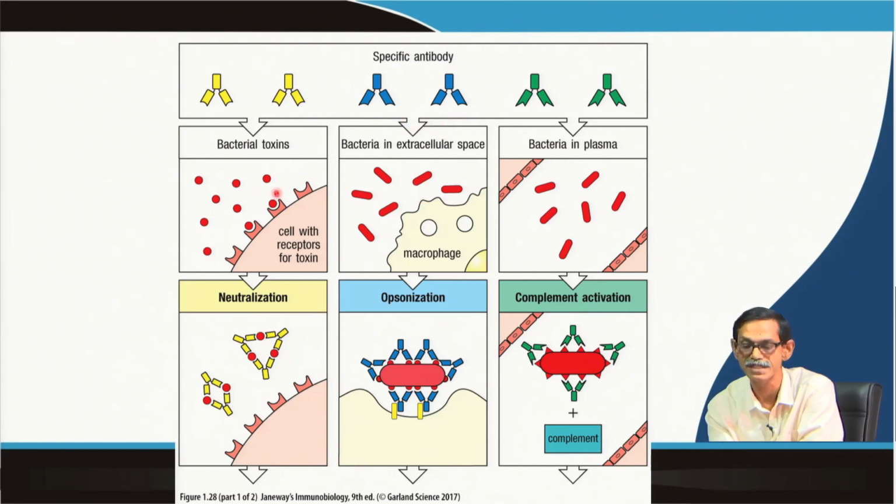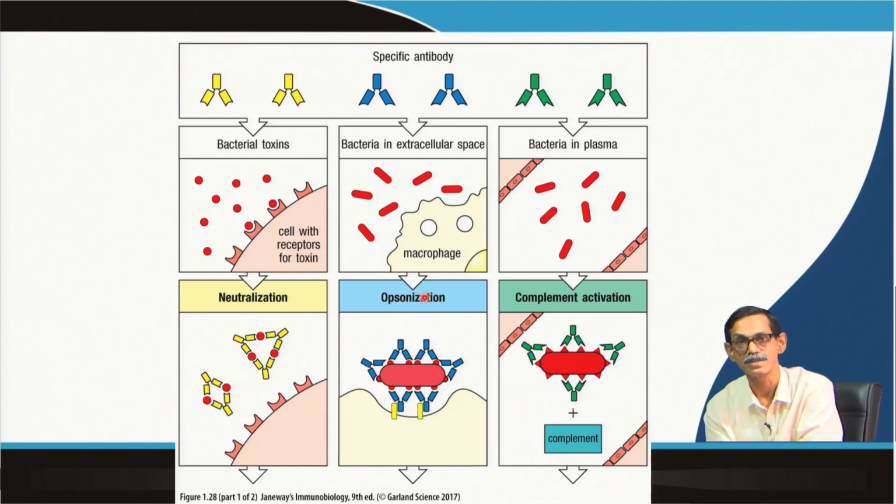So, just like the toxin molecule, antibody is going to coat the bacteria. The bacteria is big here, so these bacteria will be coated by antibody. This process is called opsonization. Clear? So, first one is neutralization, second one is opsonization.